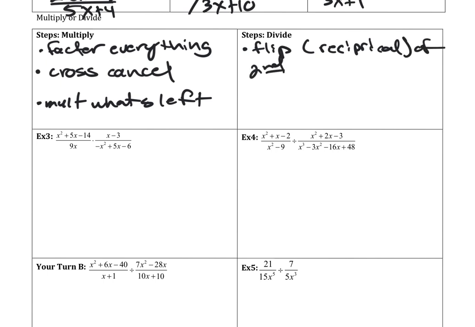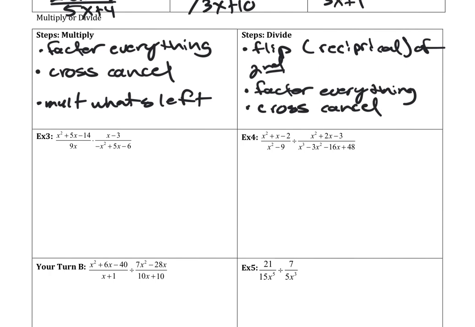And that's because when we divide rational functions, we don't actually divide rational functions. What we do instead is we multiply by the reciprocal. Afterwards, all your other steps are the same. You got to factor everything, and then we're going to cross cancel. And then last but not least, you're going to multiply what's left.